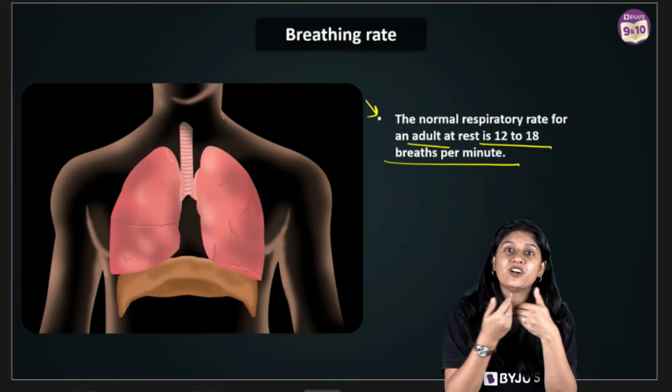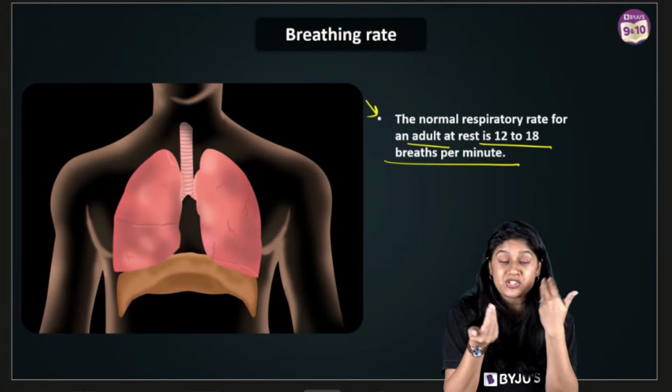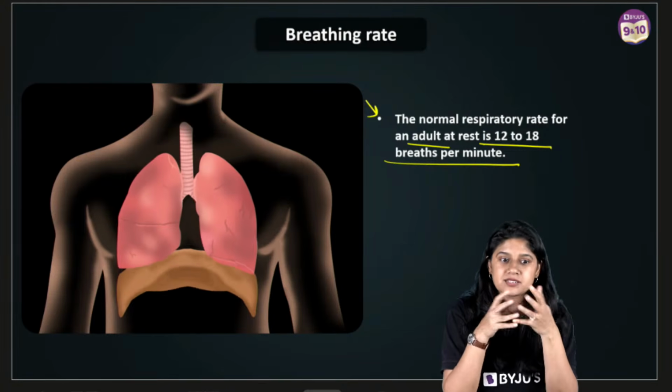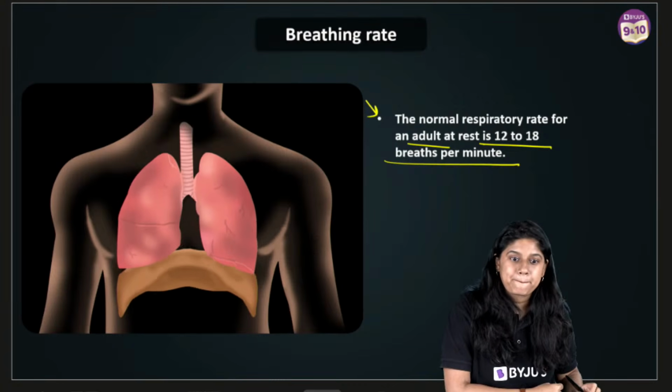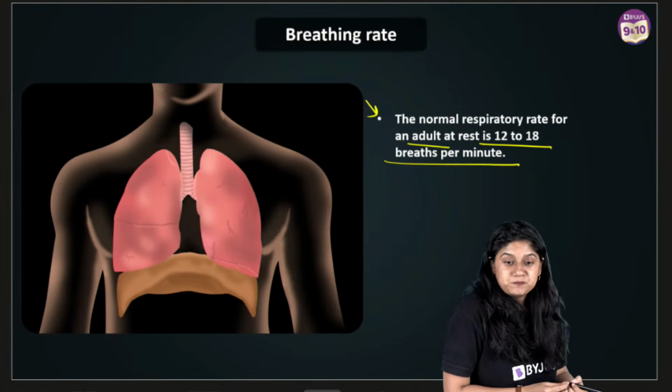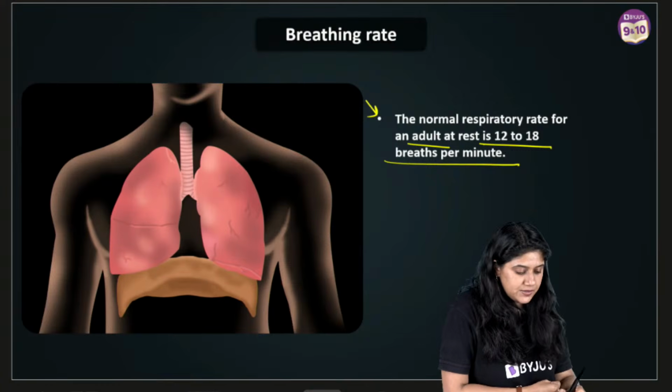Respiration is the breakdown of the food and formation of the energy, whereas breathing is the intake of oxygen and exhalation of the carbon dioxide. Everyone, are we clear with this?